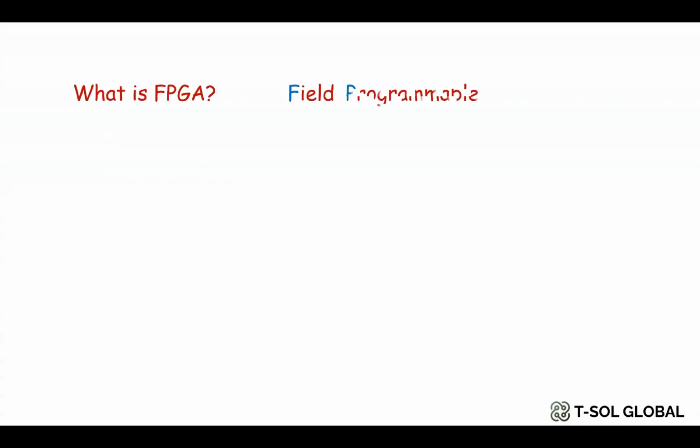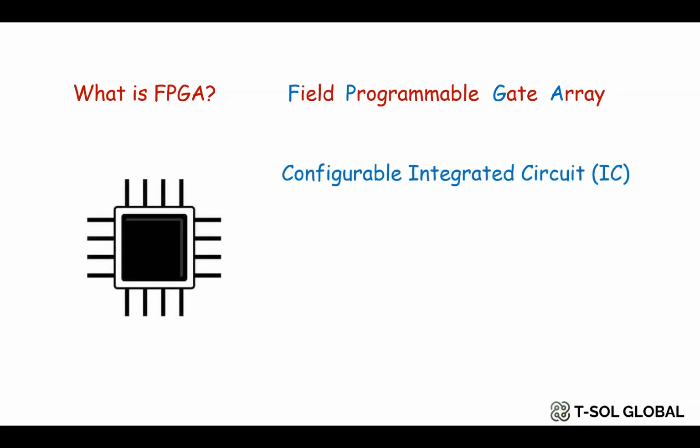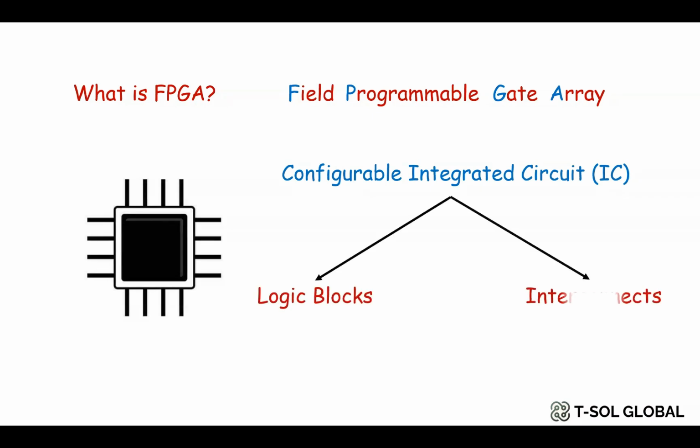FPGA stands for Field Programmable Gate Array. We'll try to explain what Field Programmable Gate Array even means. To start with, an FPGA is basically a configurable chip, or integrated circuit, or IC. It mainly includes logic blocks and interconnects. Surprisingly, both of these modules are user programmable.